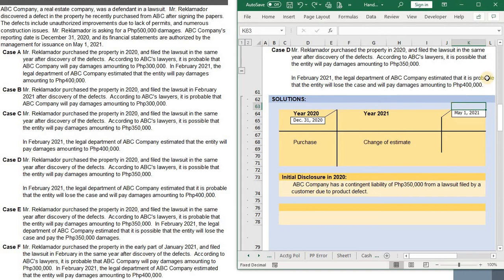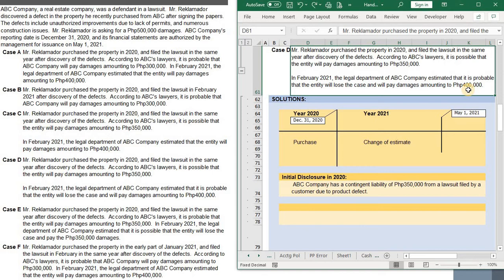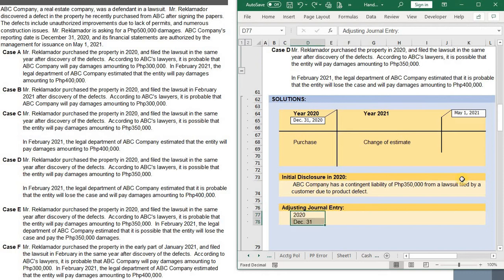Since the likelihood is probable and we have a best estimate of 400,000 pesos, we are now going to record a journal entry. So the adjusting journal entry on December 31, 2020 is a debit to loss on lawsuit for 400,000 pesos and a credit to estimated liability on lawsuit for 400,000 pesos. So our amount to be recorded is the full amount of 400,000 pesos because we have not recorded any amount in 2020. We only prepared a disclosure.